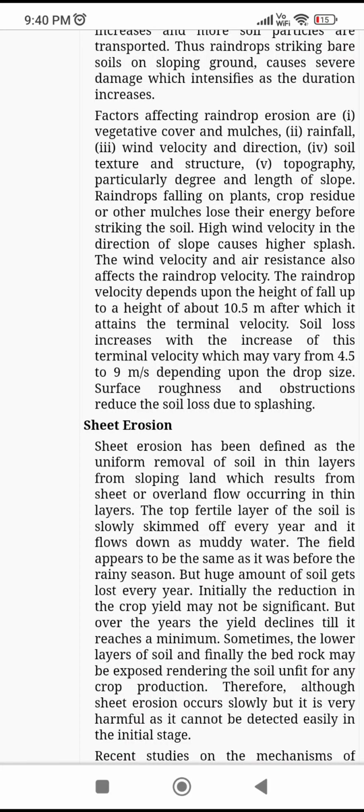See, the raindrop velocity depends upon the height of fall up to a height of about 10.5 meter, after which it attains the terminal velocity. Soil loss increases with the increase of this terminal velocity, which may vary from 4.5 to 9 meter per second depending upon the drop size.